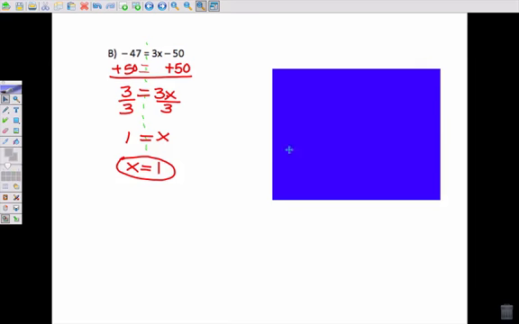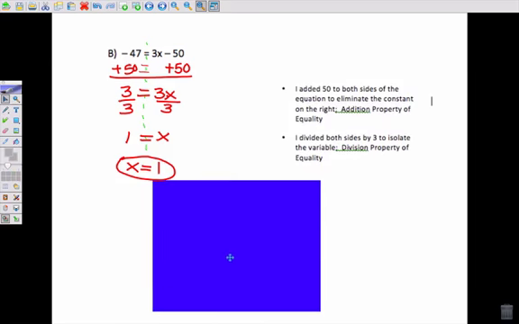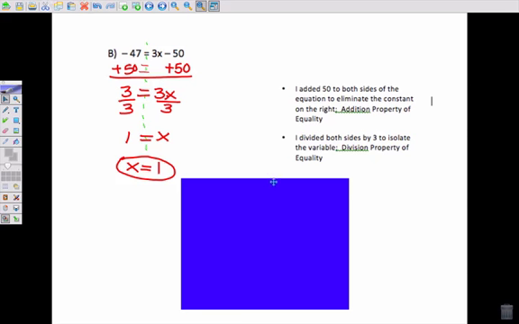Now I talked through what I did, but here's the actual written justification for what I just did. I added 50 to both sides, so what I did, why, to eliminate the constant on the right. What allowed me to do that? The addition property of equality. Then I divided both sides by 3 to isolate the variable, and what allowed me to do that? The division property of equality. So all of this justification on the right is learning target 1.3.